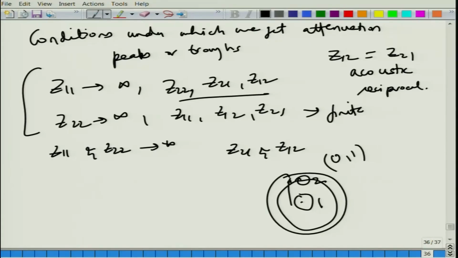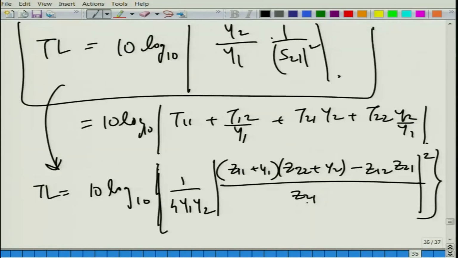Now, Z11 and Z22 both tending to infinity, Z21 and Z12 remaining finite, that will also give you a peak. Another peak that is obviously evident is when Z21 tends to 0, and Z12 will also tend to 0 because of reciprocity.